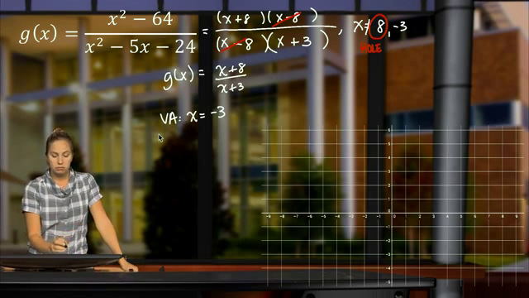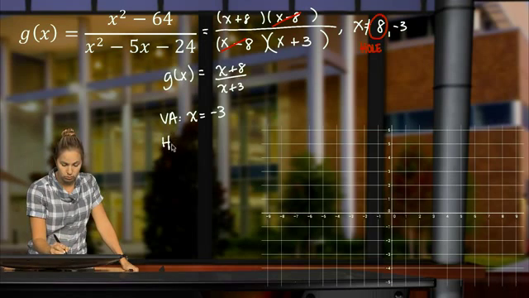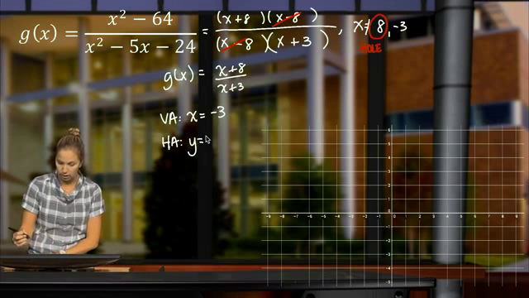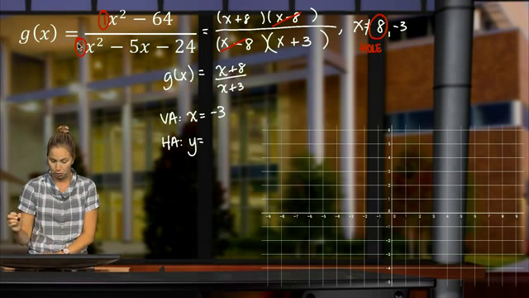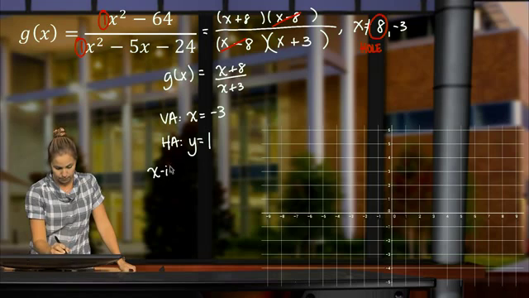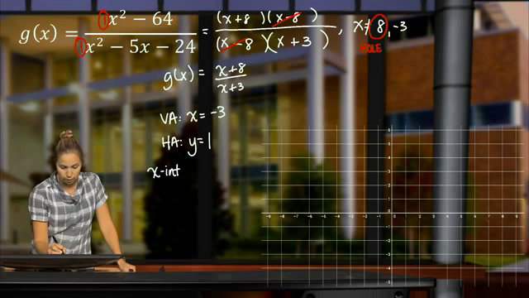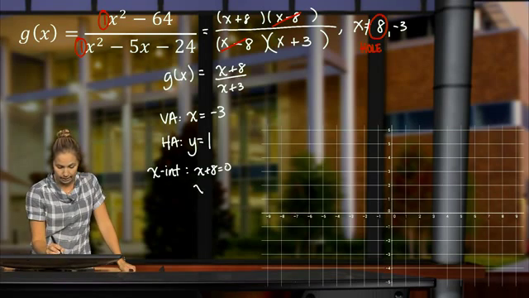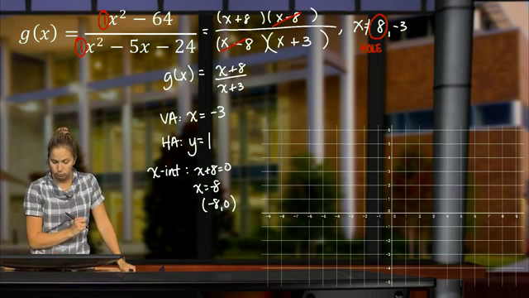So back to our work over here, we have our vertical asymptote. Our horizontal asymptote is going to be at y equals, again, the ratio of our lead coefficients, 1/1, since our degrees were equal. Our x-intercepts are where the numerator equals 0. So where does x plus 8 equal 0? That's at x equals -8. So we have that point -8, 0.